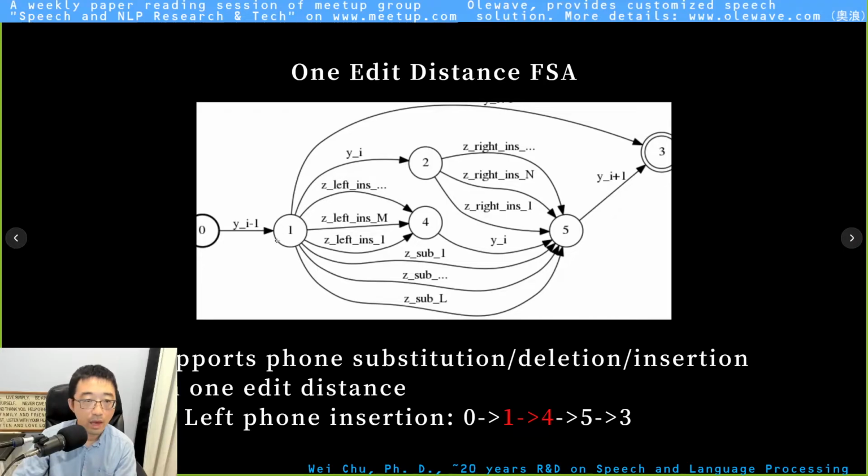Also, we actually use senones. Senones derive from triphones, and triphones mean that we look at the left and right context. So this would further limit the number of arcs in the FSA.